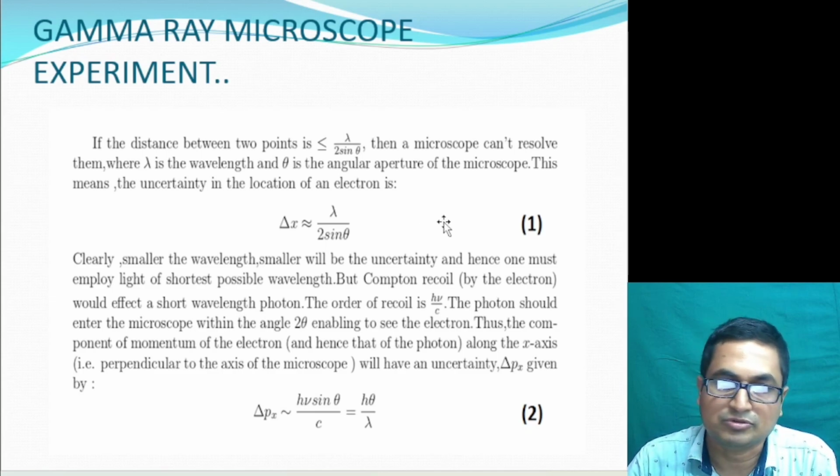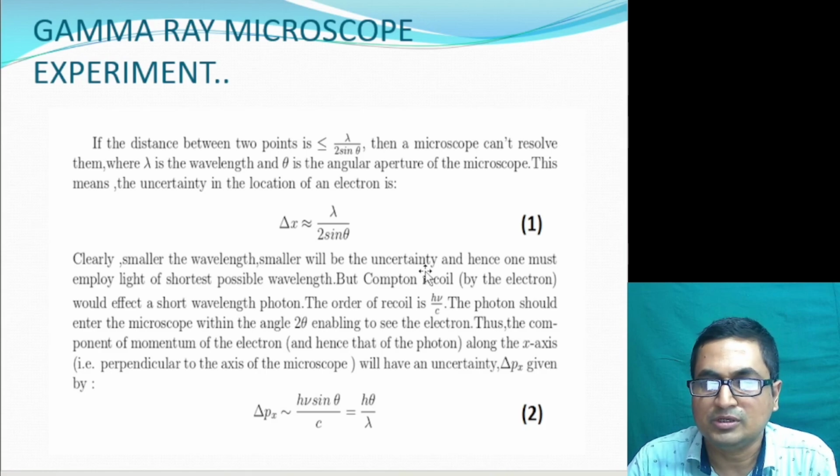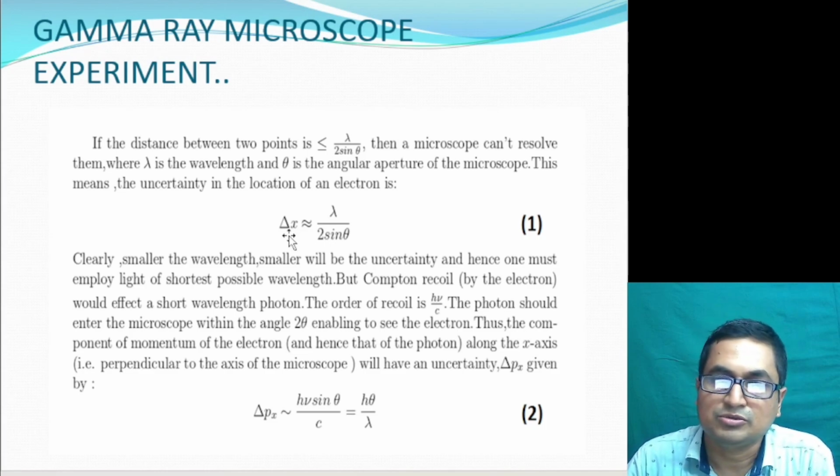And from equation 1, it's clear that where lambda is small, the uncertainty is small, and in that sense it is better to use light of the shortest wavelength in order to have the least uncertainty. So the lesser the wavelength, the lesser the uncertainty, and that means greater accuracy in determining the position of the electron while using a photon through a microscope.